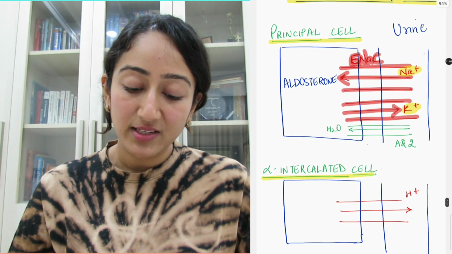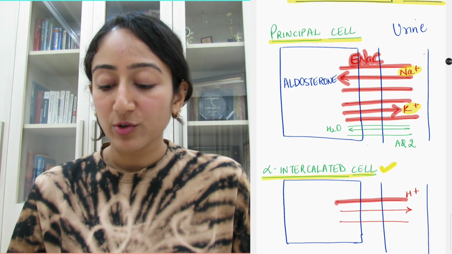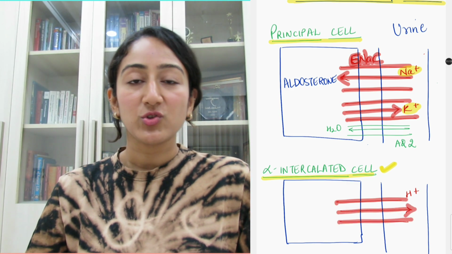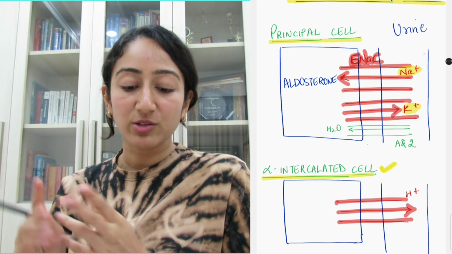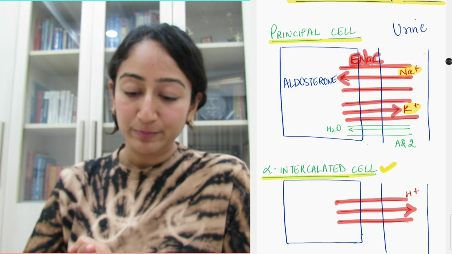So as you can see here, in this alpha intercalated cell, aldosterone is going to cause excretion of hydrogen over here. So these are three channels I want you guys to remember: sodium and potassium in the principal cell and hydrogen channel in the alpha intercalated cell.